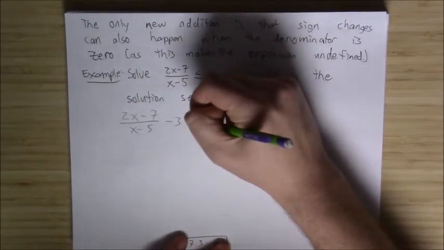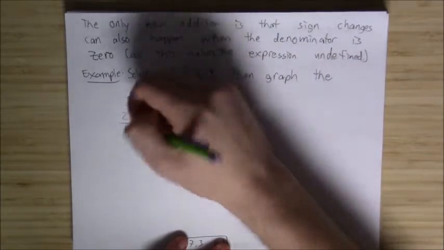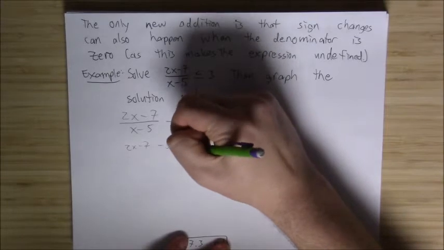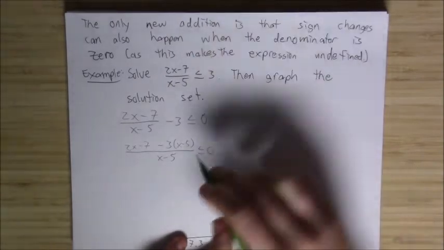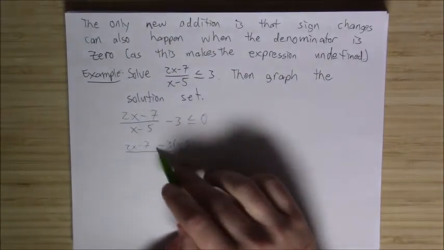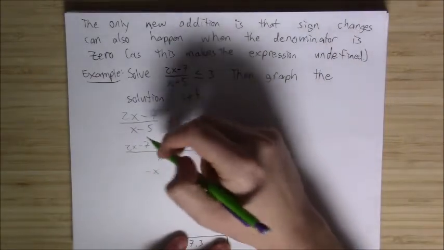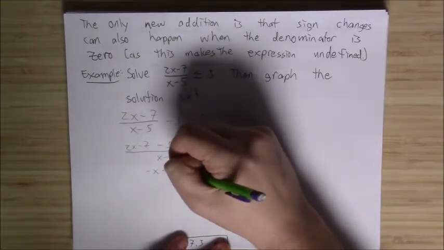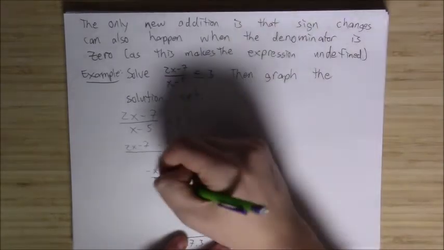So that would be minus 3 less than or equal to 0. Common denominator is x minus 5. Multiplying top and bottom of that by x minus 5 gives minus 3 times x minus 5. And then you have the ability to put the fraction together. Now you have 2x minus 3x is going to be negative x, over x minus 5, and then you have minus negative 5, so plus 5, so minus 2 all over x minus 5 is less than or equal to 0.